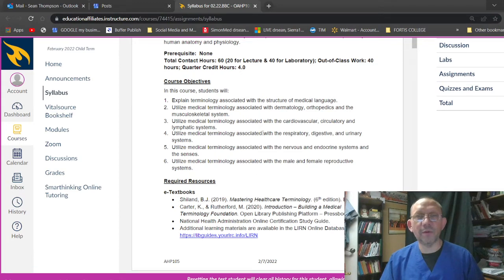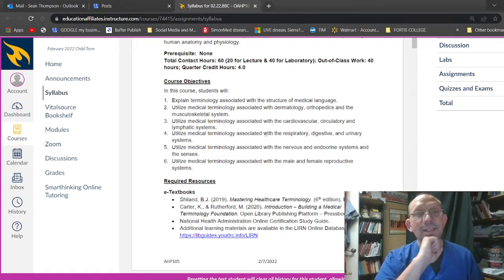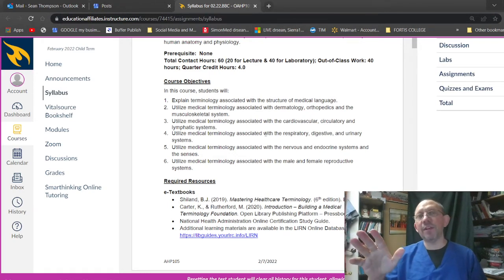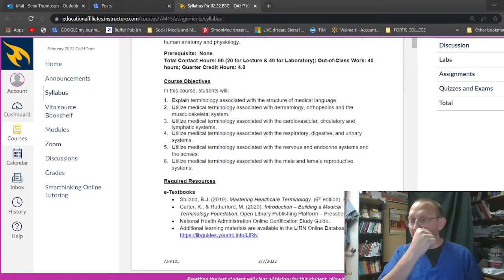Utilize medical terminology associated with respiratory, that's lungs and bronchioles and stuff like that. Digestive, that's of course the stomach, the intestines, and urinary systems. That's going to be the kidneys, ureters, and the bladder. Urinary bladder, that is. Utilize medical terminology associated with the nervous and endocrine system and the senses. Nervous system is fast information back and forth from the brain to the body and the body to the brain. And then the endocrine has to do with a little bit slower movement of information through the endocrine system, which has to do with glands. And the senses, of course, are going to be the eyes, the smell, the taste, hearing, and touch.